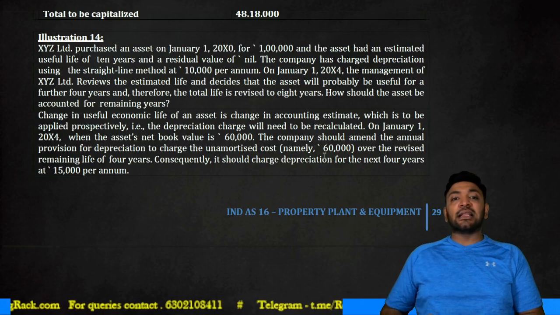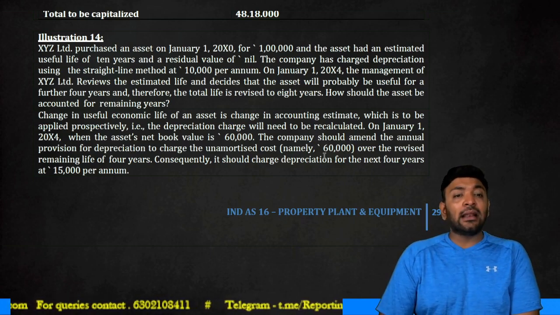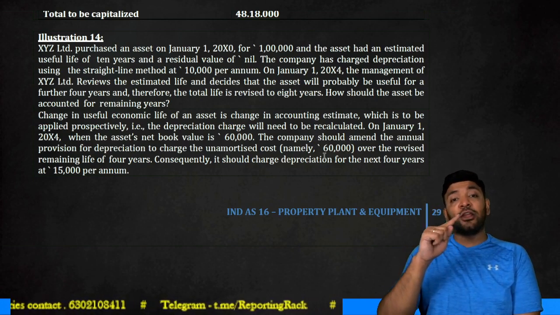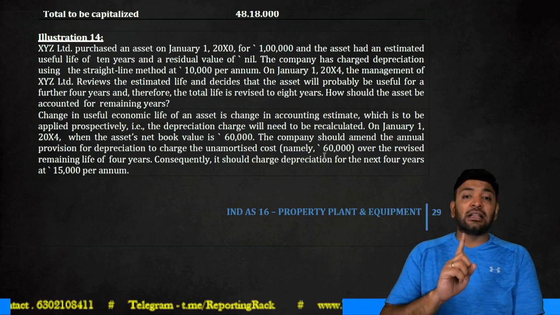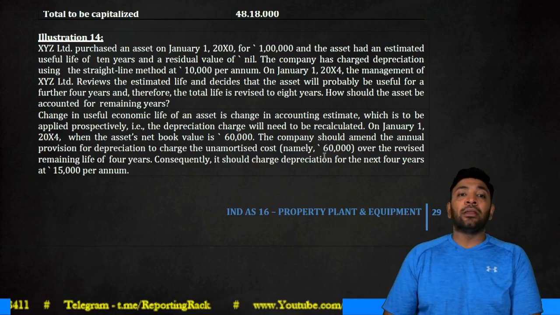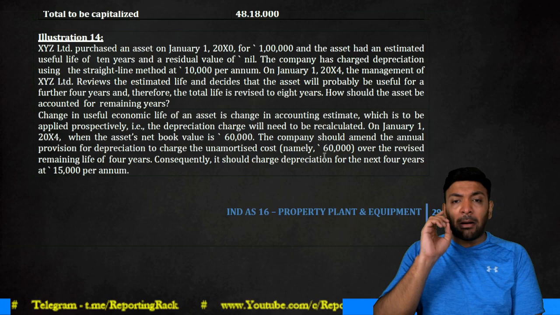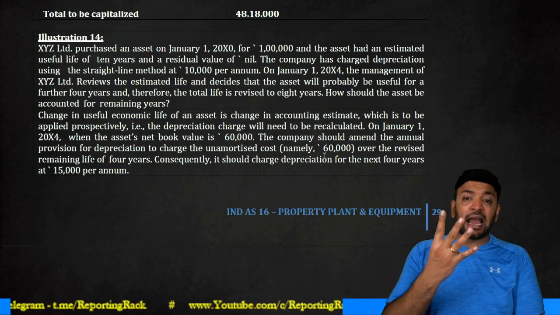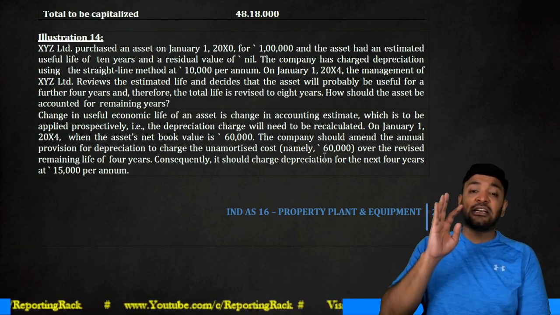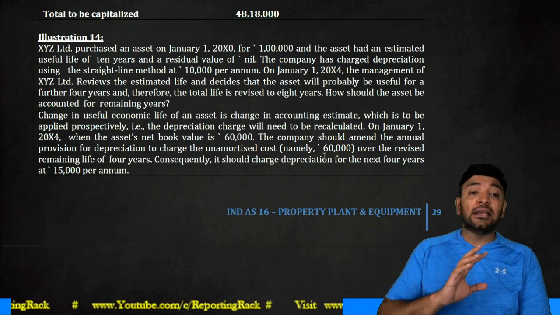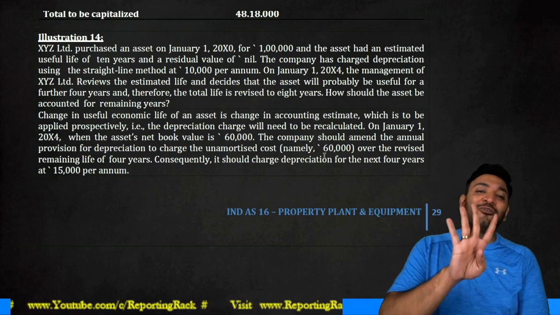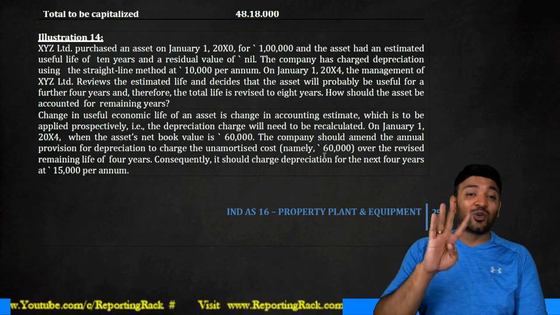Guys, when did you start using the asset? 1st Jan 2010, correct? It had an estimated useful life of 10 years. That means you are expecting this asset to be used until 2020 with a residual value of nil. So therefore, you were depreciating the asset by 10,000 every year. But on 1st January 2014, that is exactly after 4 years, where you already depreciated 40,000 and the written down value of the asset today was 60,000, the management is revising the estimates and is saying that the estimated useful life is only further 4 years, not further 6, but it is only reduced to 4.